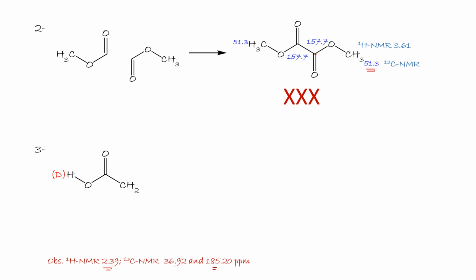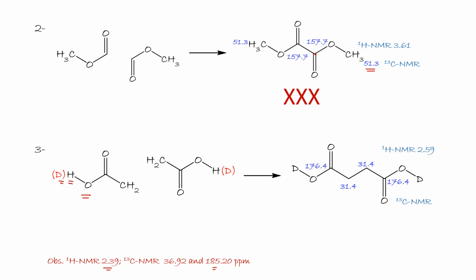Well, we thought about the carboxylic acid. Since we are performing the NMR in deuterated water, the carboxylic acid OH will be deuterated, so it will not show up in the proton NMR. Well, 2 pieces together will give us succinic acid. Calculated value in proton NMR 2.59, the observed 2.39, close.